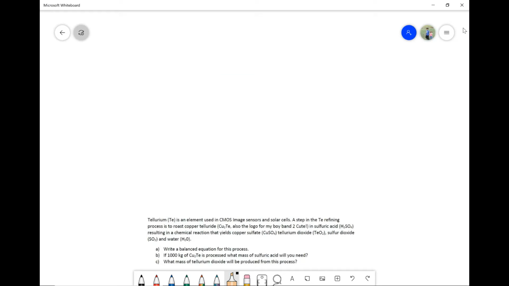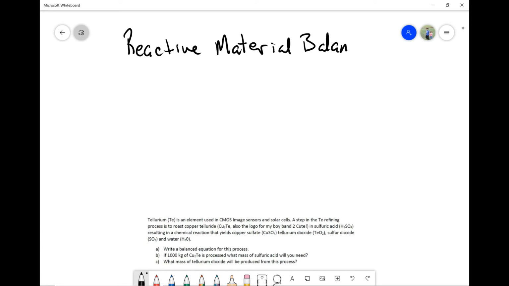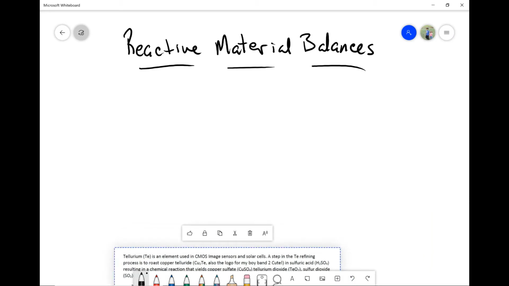So you've seen a couple of other examples, and we're talking about, let me turn my pen on, I apologize, we're talking about reactive material balances. I'm taking time to write that out. Before we worked on non-reactive material balances, and this time we're working on reactive material balances.